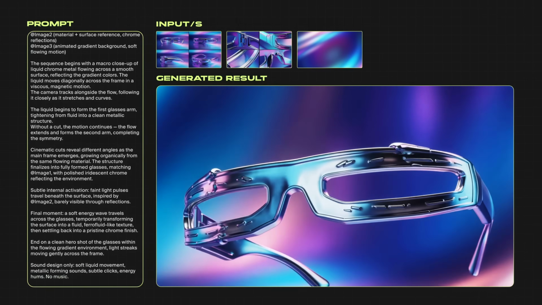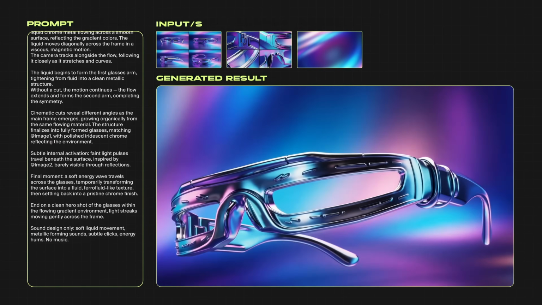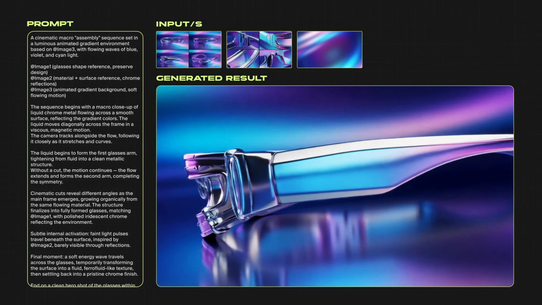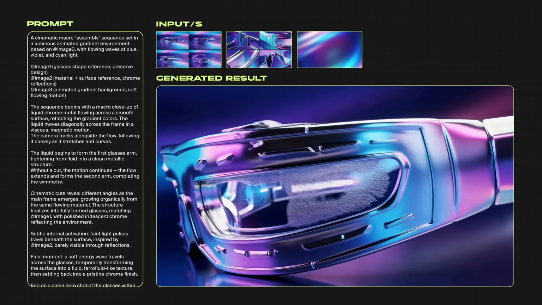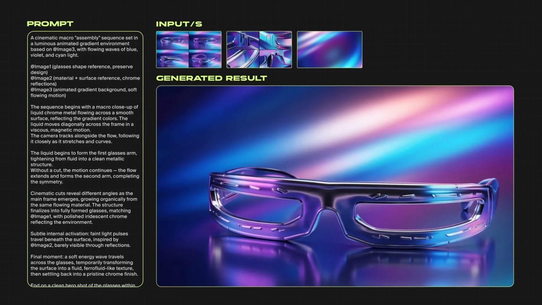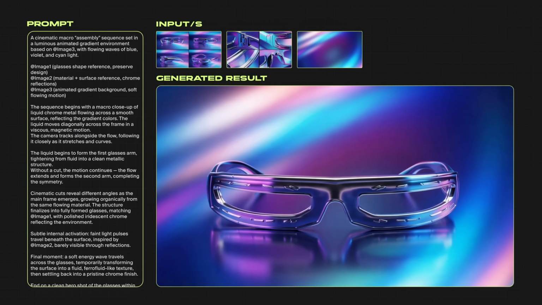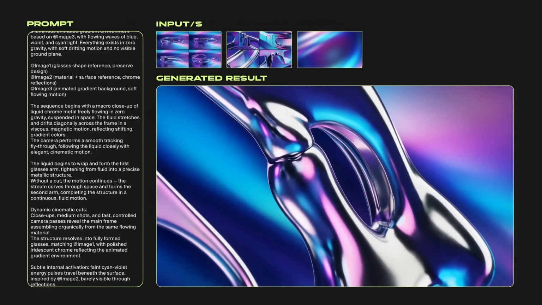I generated several more variations of the liquid metal. Then during editing, I took short, successful fragments and assembled them into the final reveal sequence. And basically, that was the only way I could get close to the result I was aiming for.